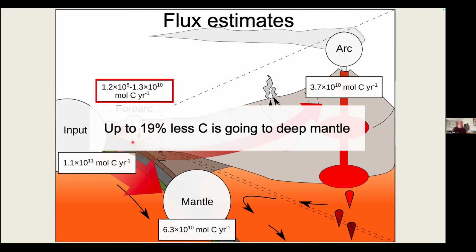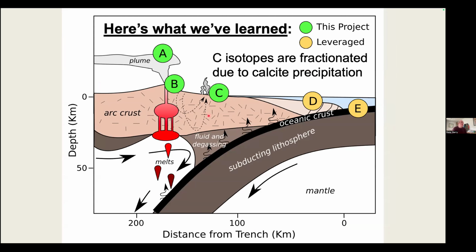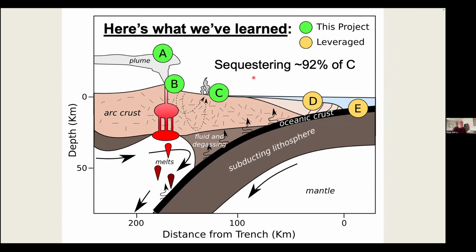So based on this study, about 20% less carbon is making it to the deep mantle, which is a pretty big number. So this was an exciting finding from this very first study that we did. I just want to summarize really quickly the findings from this study. We observed that the carbon isotopes are fractionated, and we proposed that this is due to calcite precipitation.